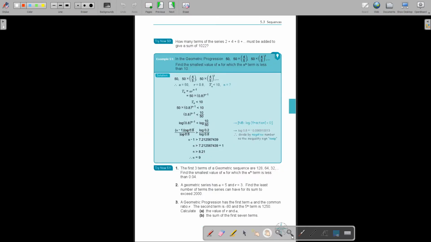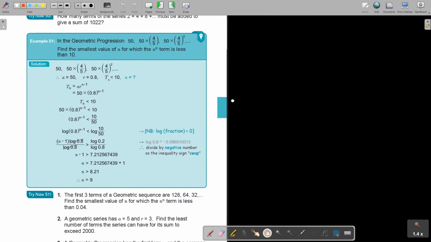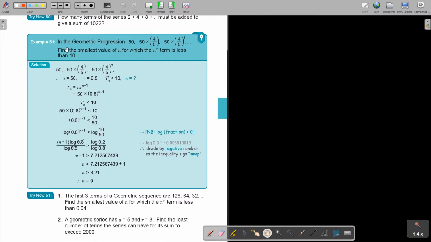Okay, as I said, I don't think they will go too difficult, but you can just look at this block also. In the find the smallest value of n for which it's less than. This is a bit complicated, but it's not so. So basically, value of n that is less than 10. So I'm just going to say Tn is less than 10. So I'm just substituting, and now don't forget your inequality.